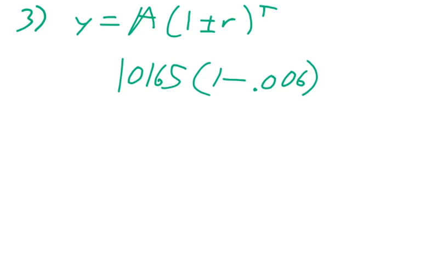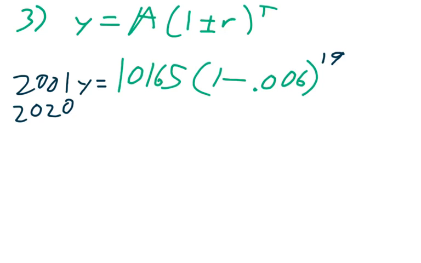And then we have going from 2001 to 2020, which gives me a 19-year period. So all we have to do is plug in these numbers, and it's a nice answer of 9,067 people, because I'm going to round to the nearest person.